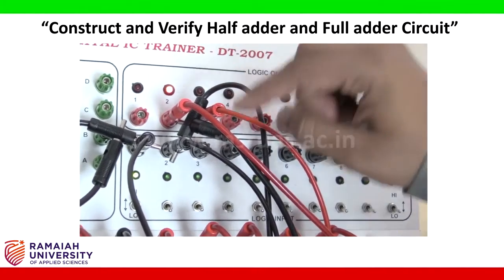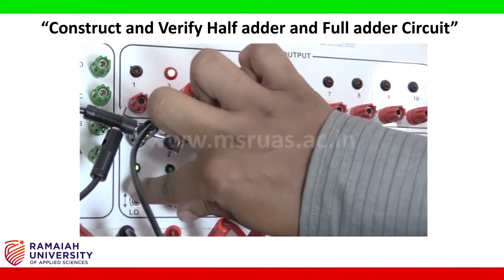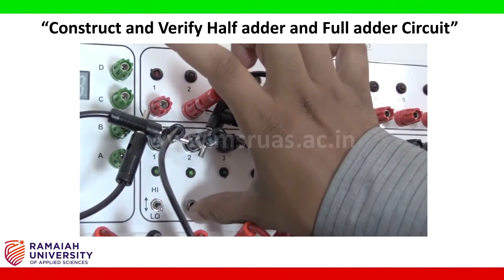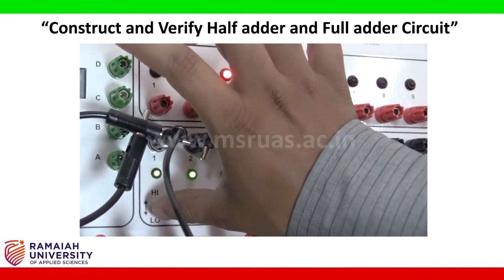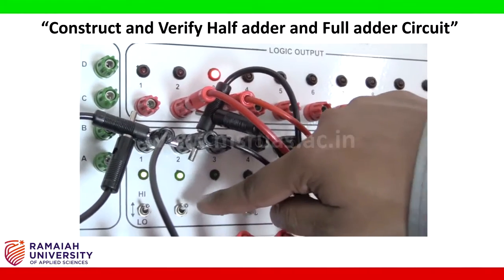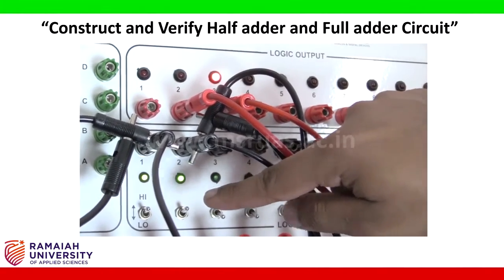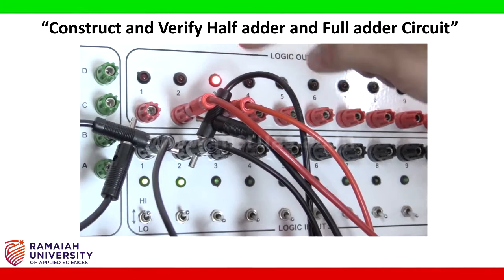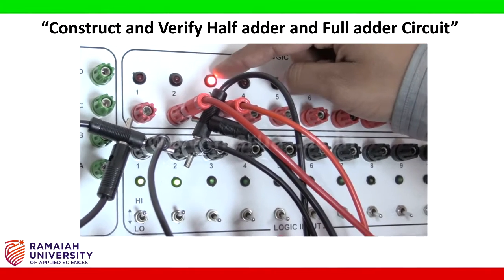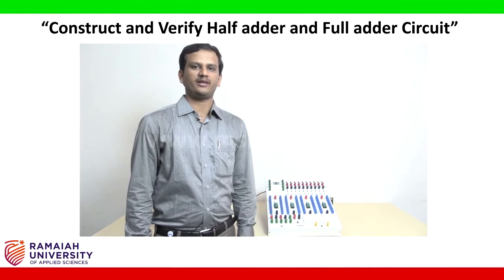And the last combination, I will make both the inputs high, high. Input B is high, input A is high. Now both the inputs are high. You can see sum is 0 and carry is 1. So we have completed an experiment on half adder circuit.